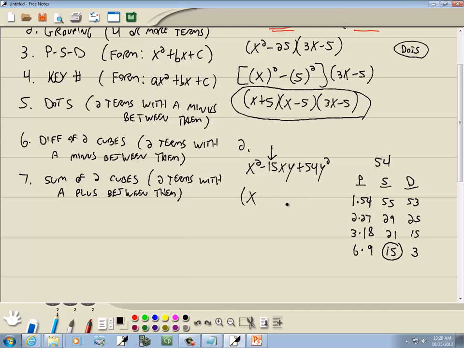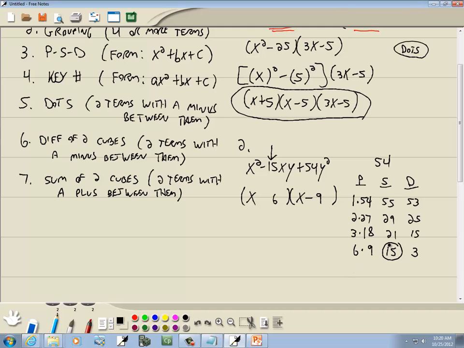So let's put this in here. We got 6 and 9. So put 6 here, put 9 here. Doesn't matter, you can put 9 here and 6 here. Now remember our note on our signs. The larger number in your P column is always the same sign as your middle term. Middle term's negative, so this will be negative.